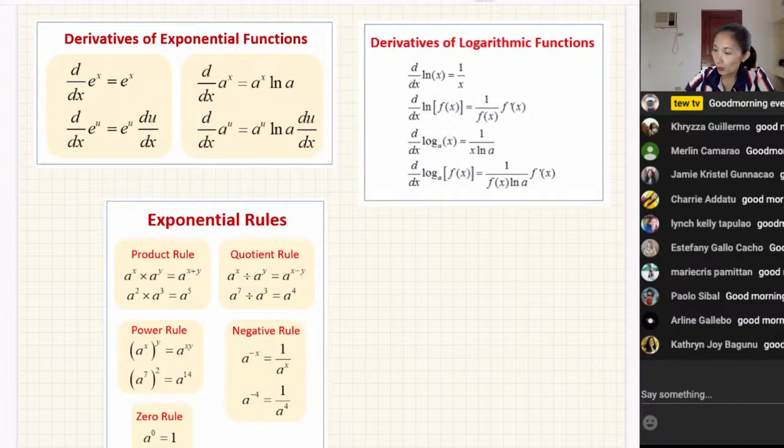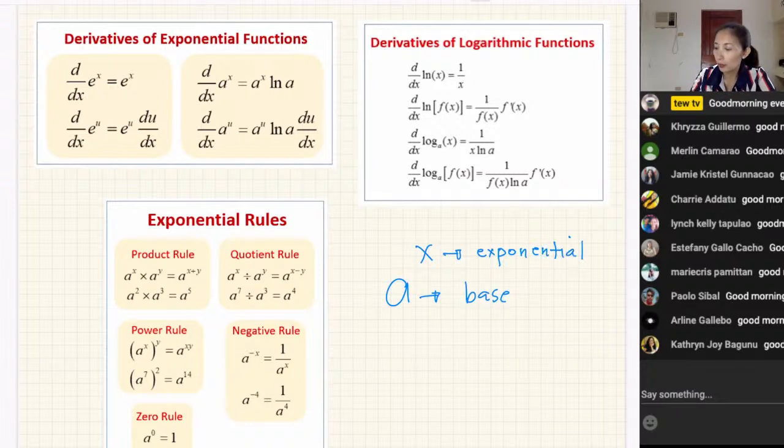By the way, in a raised to x, a is the base, and x is the exponent. That's why we call it an exponential function, because the variable x acts as an exponent.